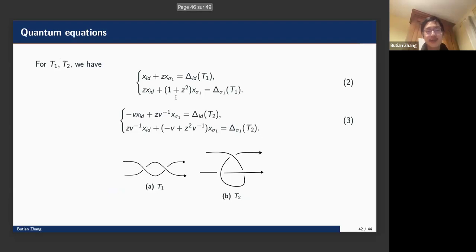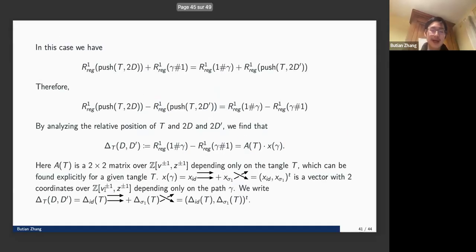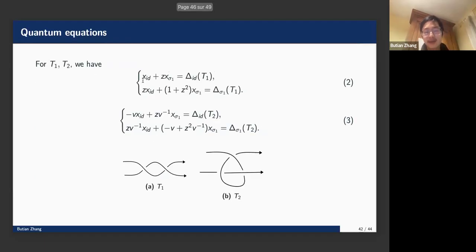And for two diagrams, if by solving these equations the result is not in this ring, is not a Laurent polynomial, or the results of these two equations are not the same, that means our hypothesis that D and D prime are regularly isotopic is false. That is to say, they are not isotopic. In this way, we can distinguish knots.